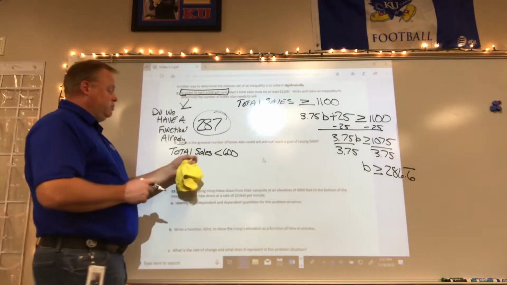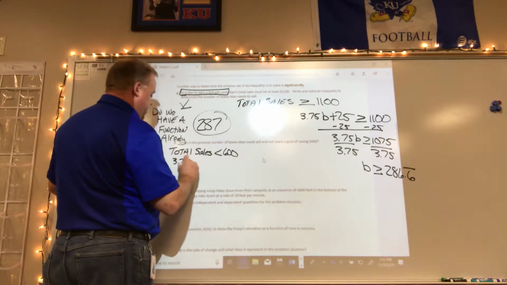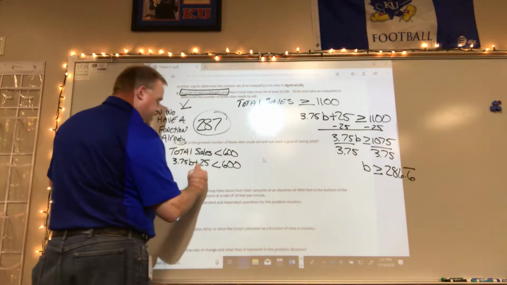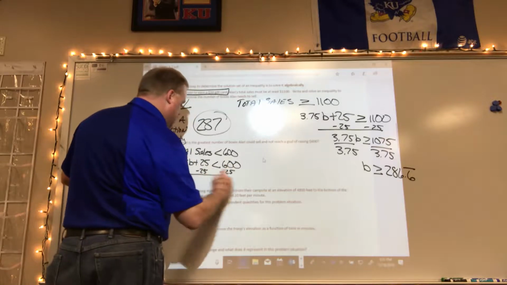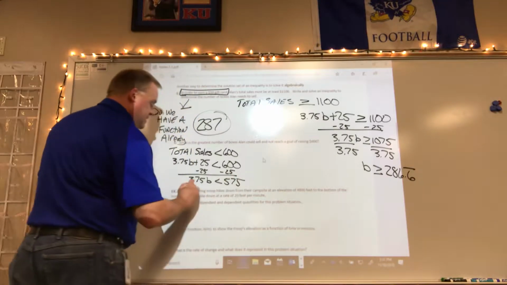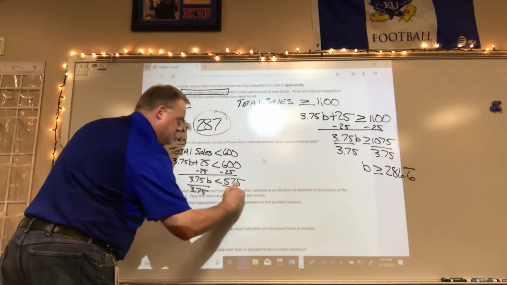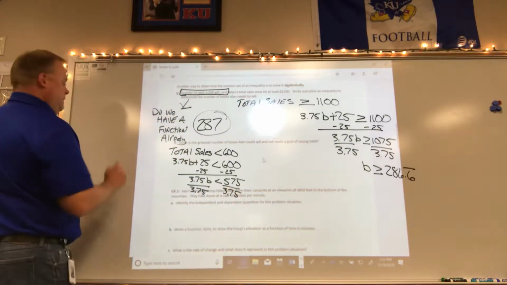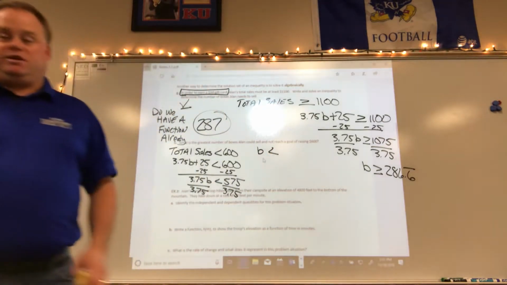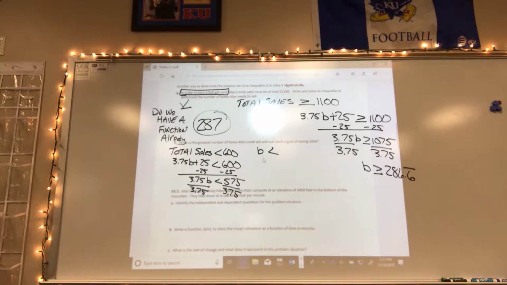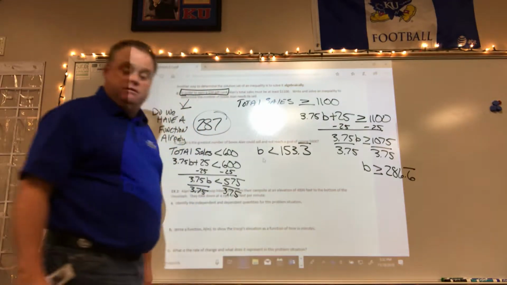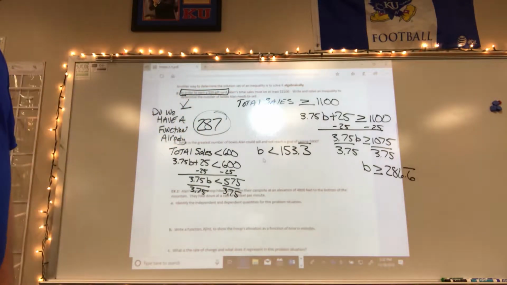What's my function to reach total sales? It's 3.75B plus 25 and less than 600. Subtract 25 from both sides. And 3.75B is less than 575. Divide by 3.75. And B is less than or equal to, put it into your calculator. I come up with 153.3 repeating. Hopefully that's what you get.